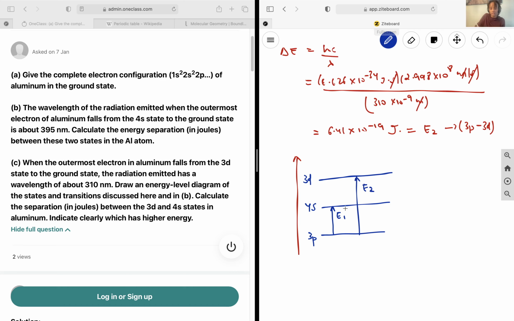From this, we can clearly see that the energy separation between 3D and 4S is described by E2 minus E1. That gives us 6.41 by 10 to the negative 19 minus 5.03 by 10 to the negative 19. And when you put those in, you will get a value of 1.38 by 10 to the negative 19 as the separation between these two.